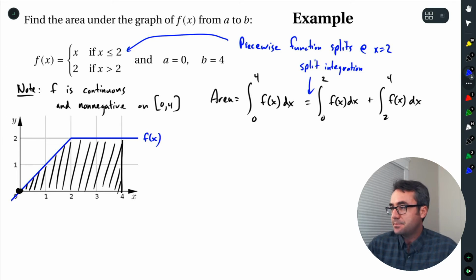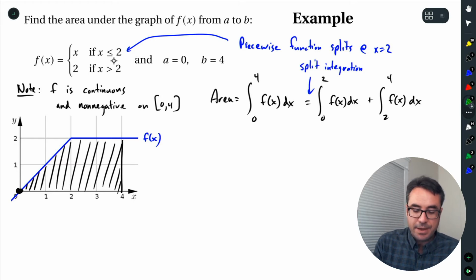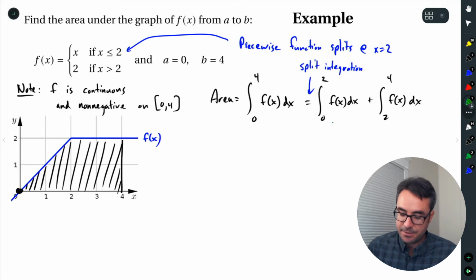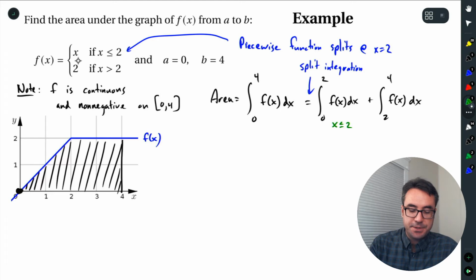All right. So now we actually want to fill in what our function is. So for this first definite integral, we're looking at our function f of x from the interval from 0 to 2. So we're looking at this function over the interval from 0 to 2. So here, if we're looking at x values that are between 0 and 2, well, that means x is less than or equal to 2. So that means we're going to use this top piece.